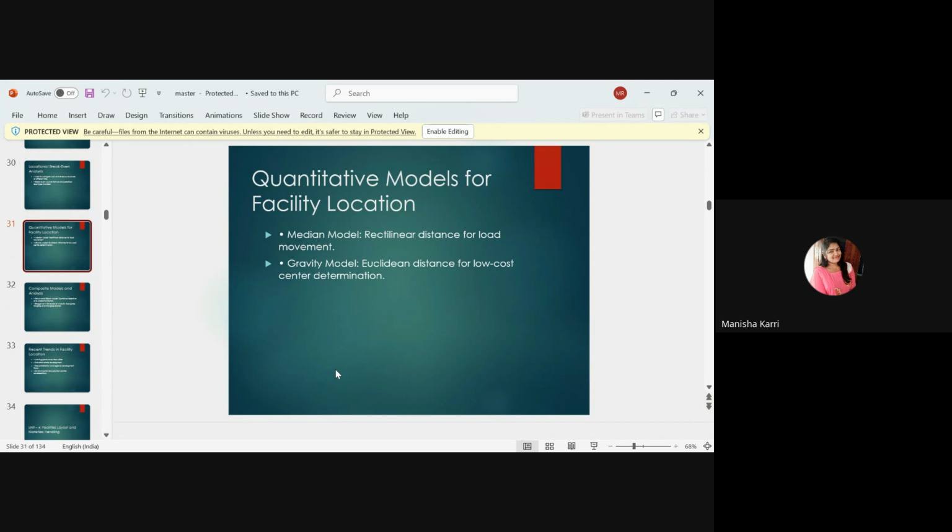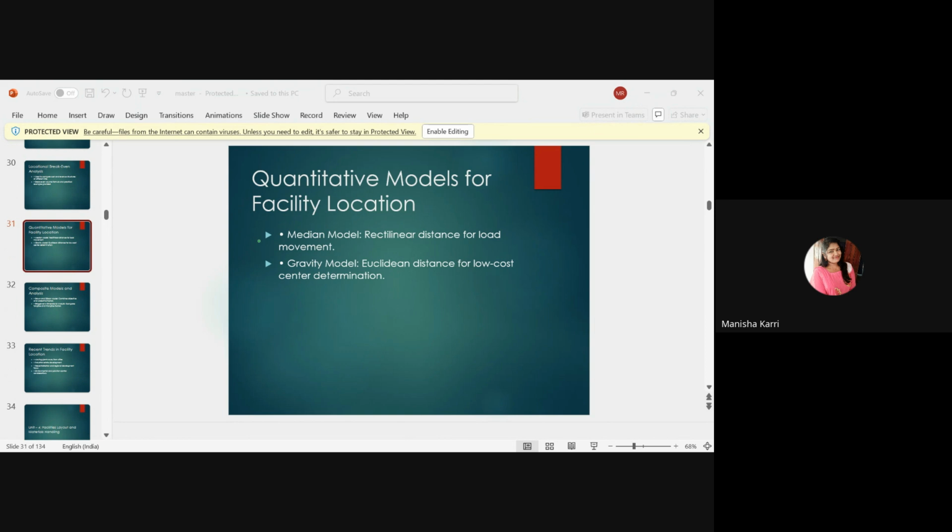Here are some quantitative models for facility location. What are they? The first one is the median model. What is the median model? It is a way to pick the best place for a facility that minimizes the travel distance using a grid pattern like city streets. It is good for locations in cities where you move up or down or left or right, like driving through city blocks. For example, choosing a spot for a warehouse so that delivery trucks travel the shortest total distance to reach stores within the city. This is the median model.